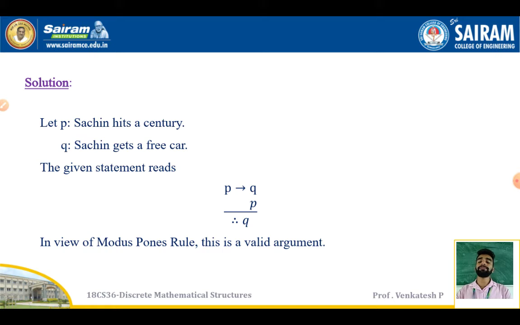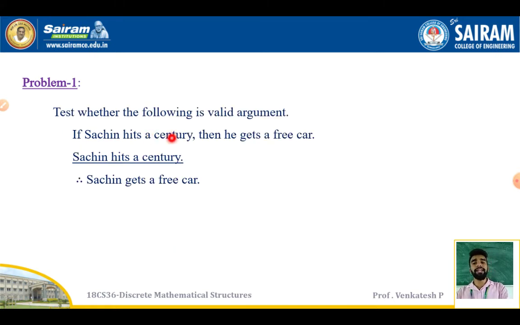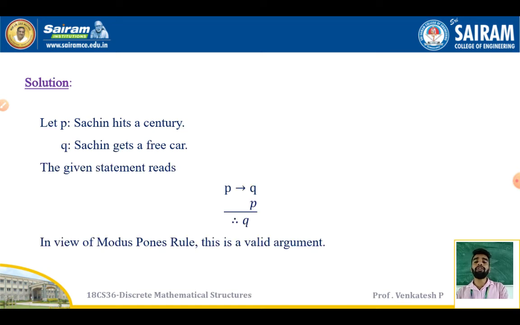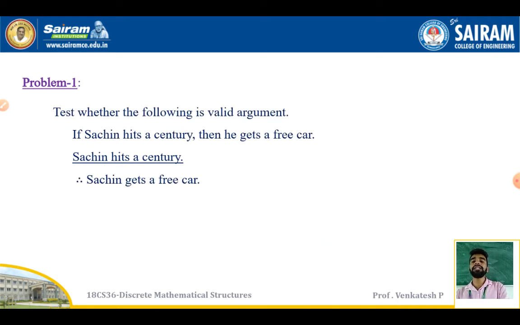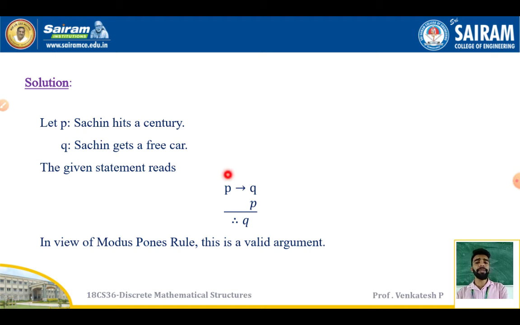They have given: if Sachin hits a century, then he gets a free car. Here I am going to use the conditional statement, so I get: if P, then Q. And the next one is Sachin hits a century, so we write P, and the conclusion is Sachin gets a free car, that is Q. So if P then Q, and P, therefore the conclusion will be Q. Here we can see that we can apply the rule of modus ponens. So by the modus ponens rule, we can conclude this is a valid argument.